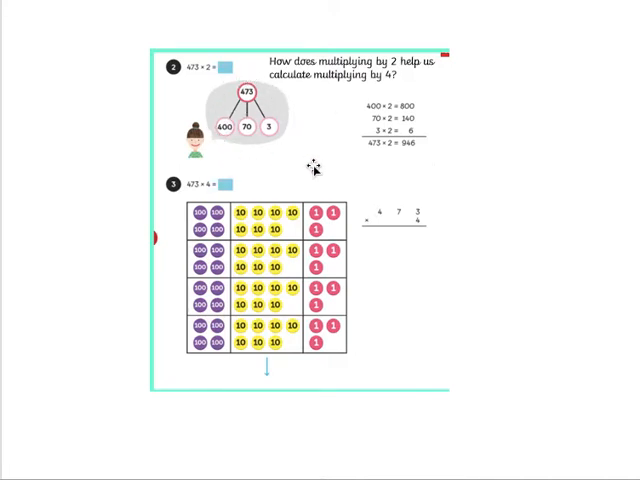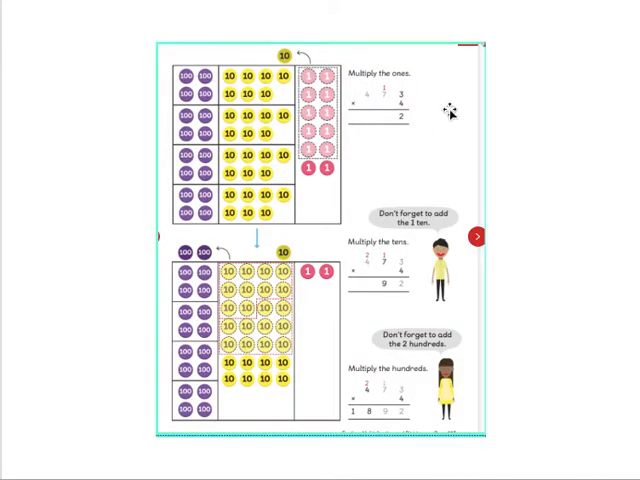And then finally, the last method is a column method using 473 times 4. Actually, I don't think that is the last method, but we'll get to that eventually, which is the same as we were doing with times 2, same principle, but we're now multiplying by 4. And you can see renaming here from the ones this time. 4 times 3 is 12, so they have to rename 10 of the ones into the tens column because you can't have more than 9 ones in the ones column.